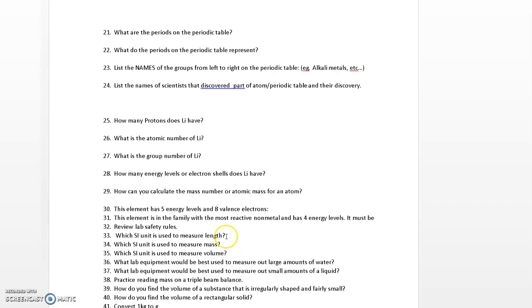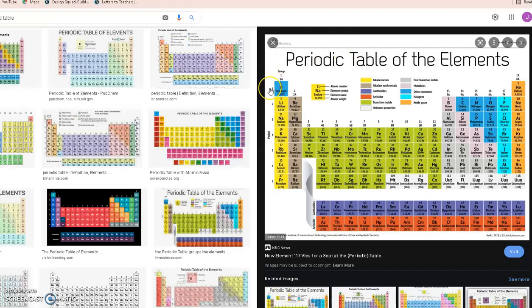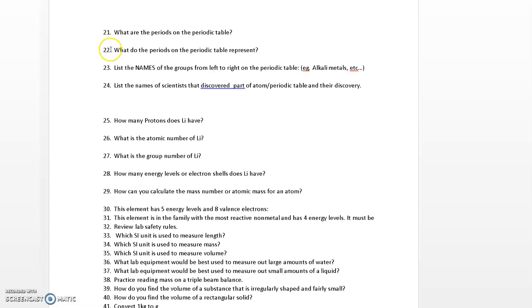Number 21. What are the periods on the periodic table? Well, we've already just talked about that. The periods are the rows that go horizontally across, and it's listed right here. The periods, so this is period 1, period 2, period 3, period 4, and those represent the energy levels of electrons of an atom. Okay. That's number 22. What do the periods on the periodic table represent? They represent the energy levels, or the energy shells, or the electron shells of an atom.